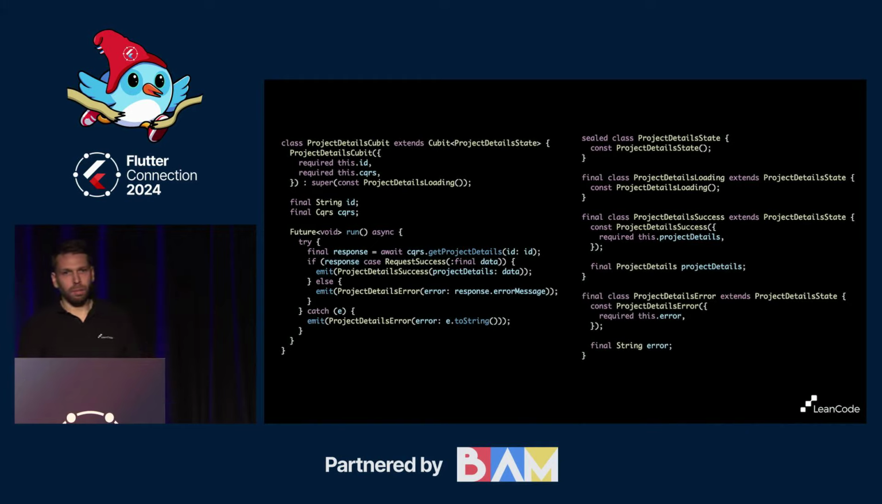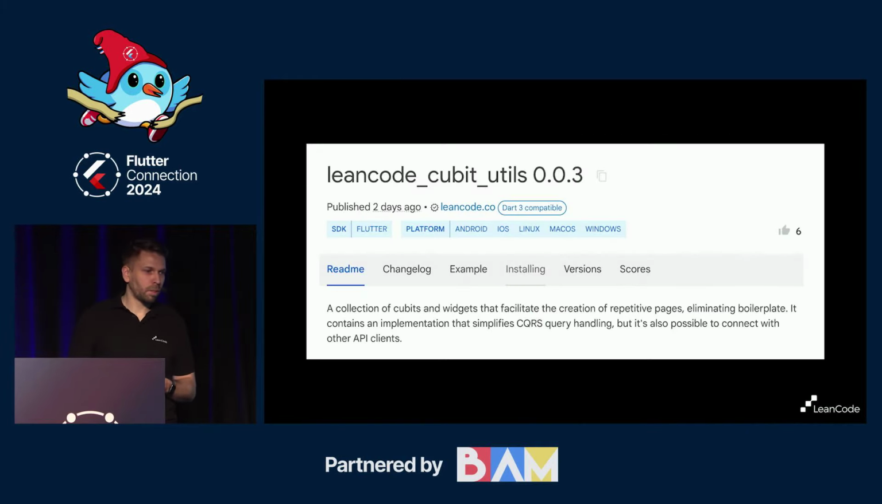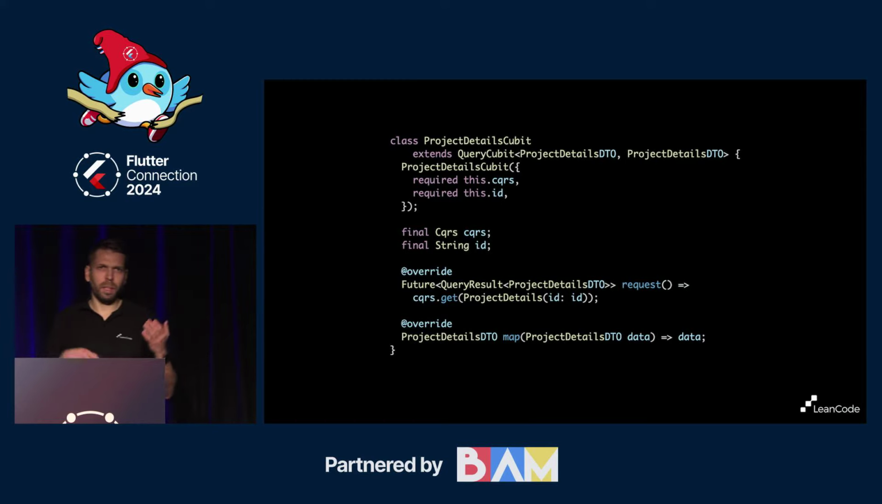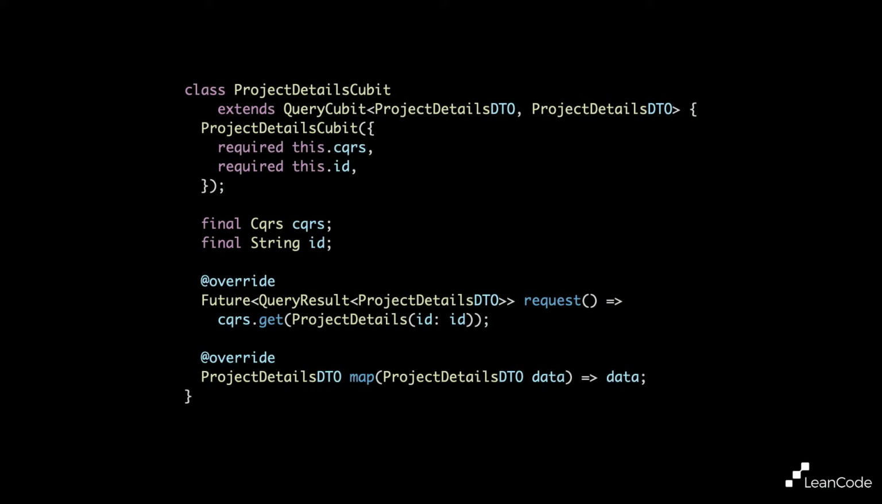We realized we started doing that, and we actually created a package called LeanCode Cubit Utils. You can see it's prefixed with LeanCode, so it's heavily optimized for our use cases, also with integration with our backends. But it's mainly focused on handling scenarios like this one. This is the previous code replaced with a query Cubit util, which handles all the loading, error, and success states under the hood. We also have some utils for things like paginated lists and so on.